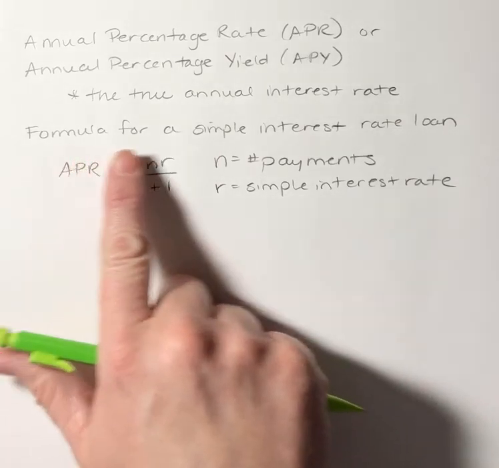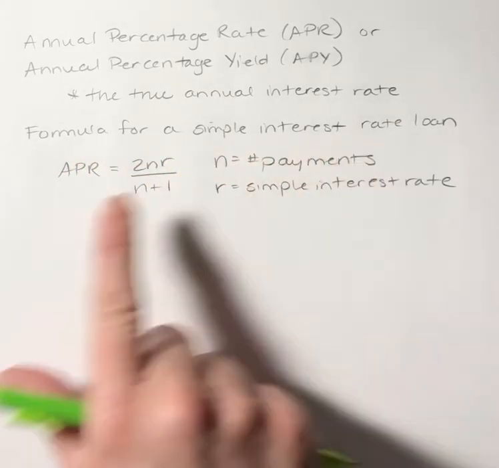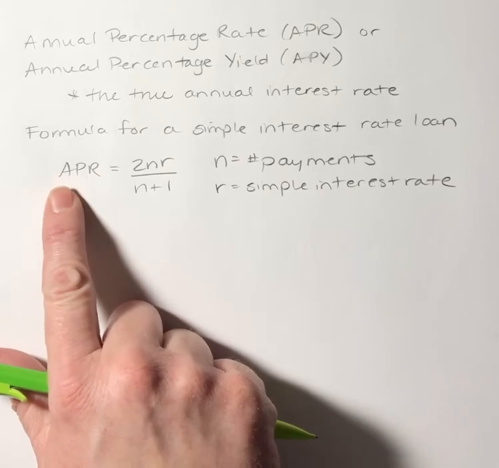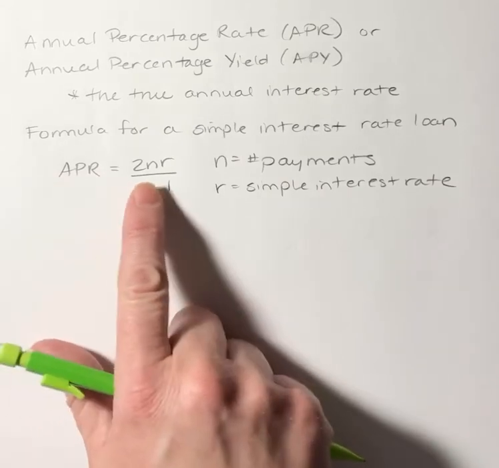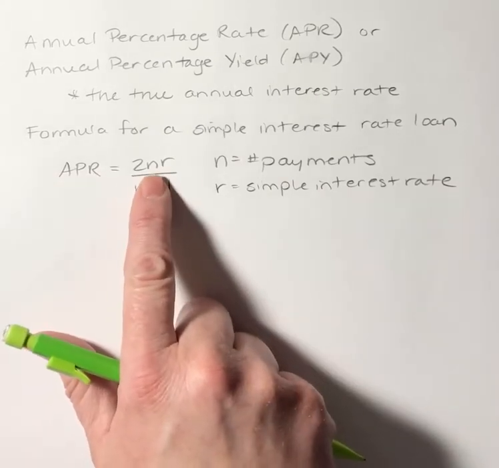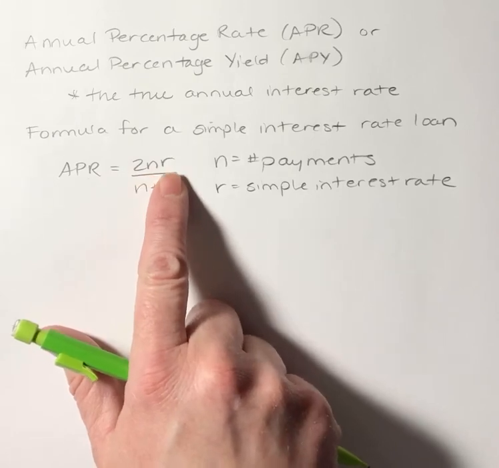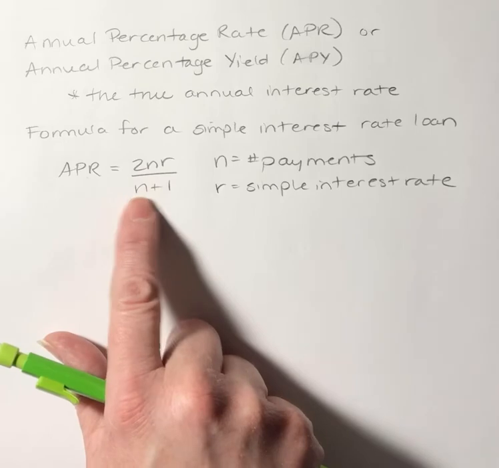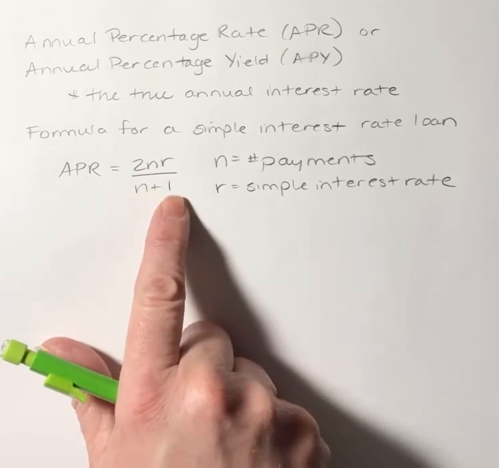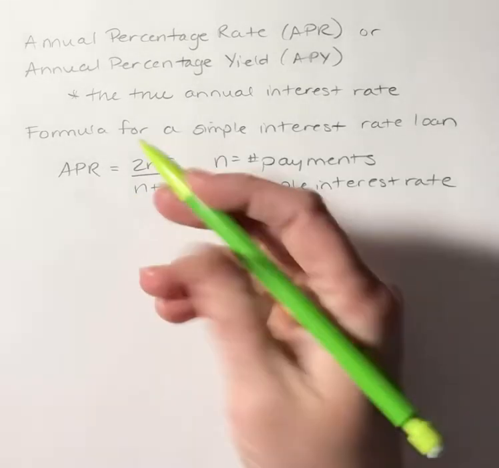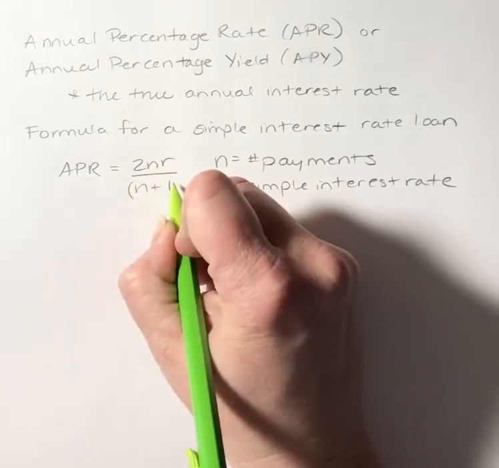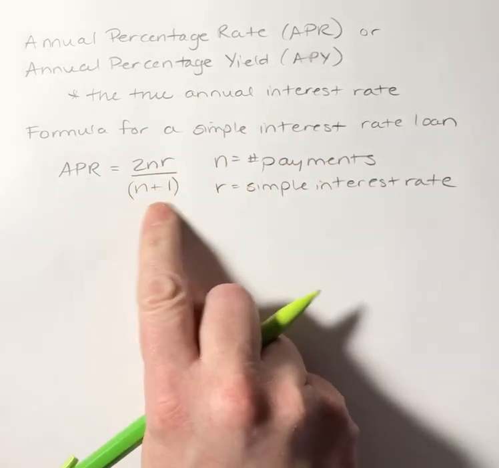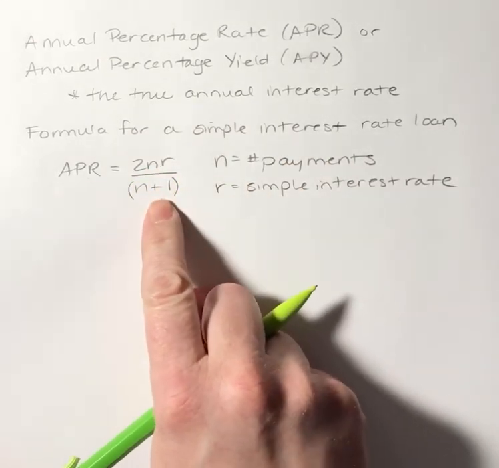So the formula for the annual percentage rate, abbreviated APR, for a simple interest loan: you take 2 times the number of payments times the simple interest rate, as a decimal, divided by the number of payments plus 1, okay? And if you're going to do this all on your calculator, you need to make sure that you put parentheses around that n plus 1.